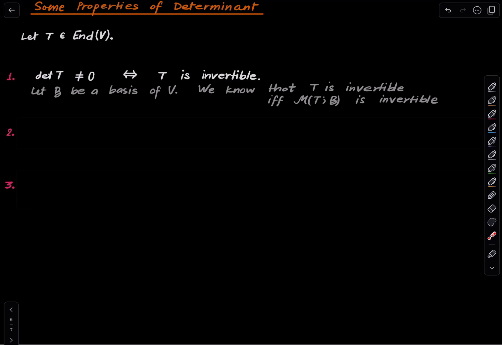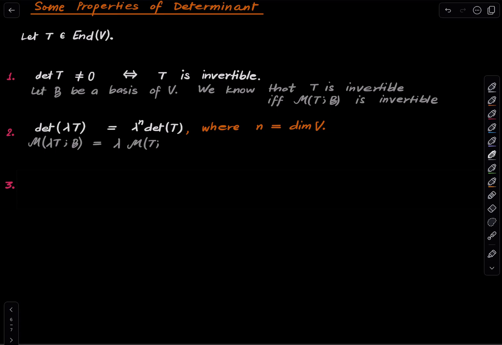All right, the second one. You scale an endomorphism by lambda. The determinant scales by the nth power of lambda, where n is the dimension of the vector space. And again, the reason is very simple. Just convert this into a matrix equation. So B is again some fixed basis. We just know that the matrix of lambda T with respect to the basis B is lambda times the matrix of T with respect to B. Just this equation, and then your knowledge about the determinants of square matrices leads to this conclusion.